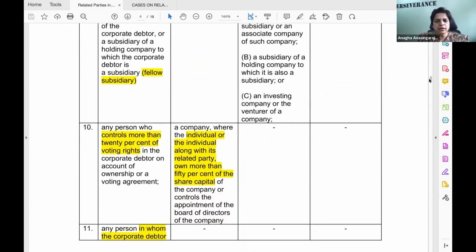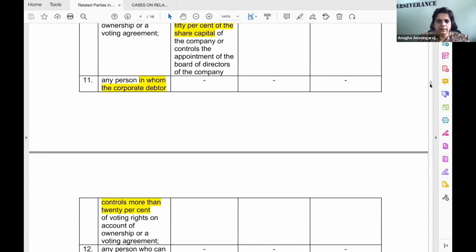Then a company where the individual or the individual along with the related party own more than 50% of the share capital of the company or control the appointment of the board of directors. So with respect to this particular individual, if that individual by himself or along with any other related party own more than 50% of the share capital of that company or controls the appointment of the board of directors of that particular company, then that company will be a related party as regards that individual.